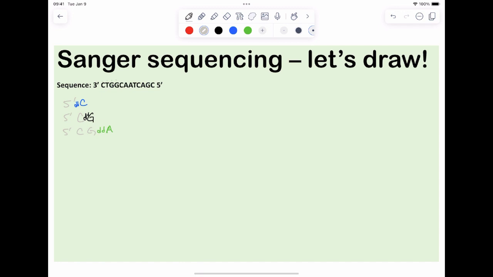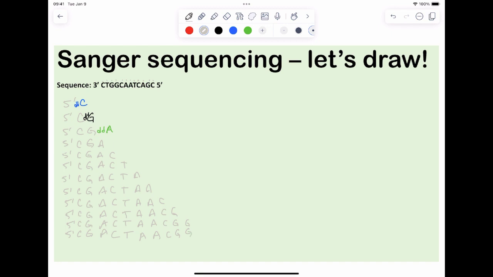So let's see. 1, 2, 3, 4, 5, 6, 7, 8, 9, 10, 11, 12. After a while, you get the point. Let's speed it up. G, G, G, G, G, G, G, G, G. A, A, A, A, A, A, A, A, A. Next one after that is going to be a C. C, C, C, C, C, C, C, C. It'll be T. T, T, T, T, T, T, T. A, A, A, A, A, A. A, A, A, A, A, C, C, C, C, G, G, G, G, G, T.